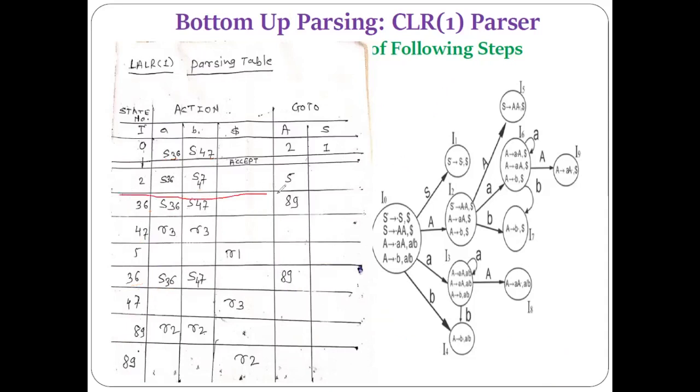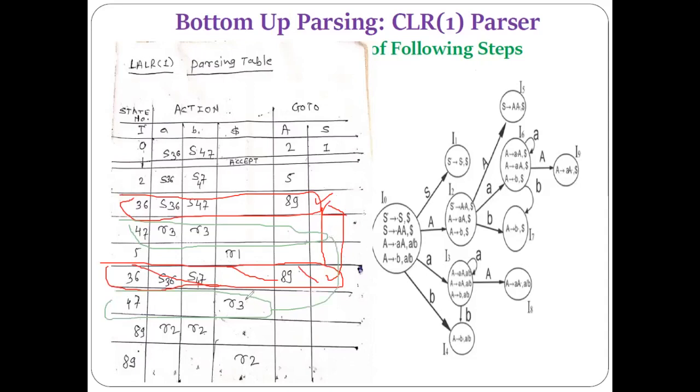Now we have to see, this is the 3-6 state and this is the 3-6 state. If you see these two states, both are similar. So we'll delete this state and just keep this state only. We'll merge this state within this state. Then 4-7. Where is the 4-7? Here is the 4-7, and here is the 4-7. So we'll merge this state into this state, and we'll shift this R3 here. This will get deleted.